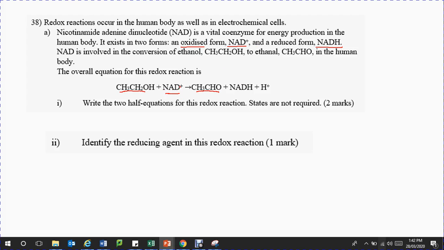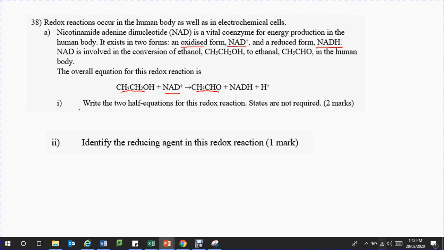Or if I have a look at it here, I've got my NAD+ and an NADH on the right. That shows me that it's gained an electron, and if we remember, reduction is gain. So just looking at this equation, even before we get to the questions, I can see that the NAD+ is being reduced and my ethanol is being oxidized to ethanal.